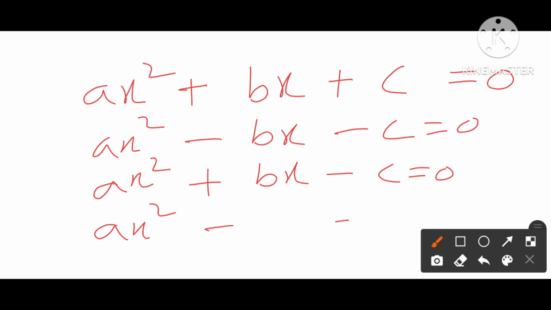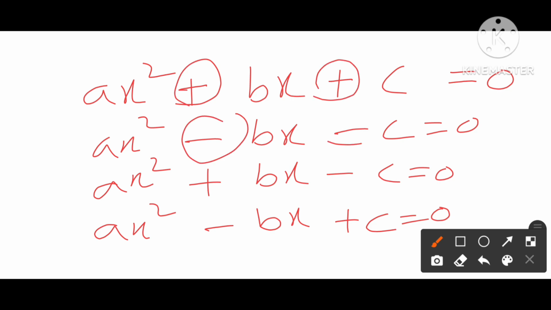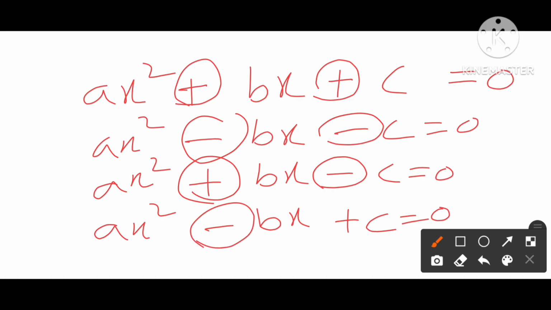minus and plus. So these are the four quadratic equations we see in this topic. See, plus and plus, minus and minus, plus and minus, minus and plus. So these are four equations we see in this topic.